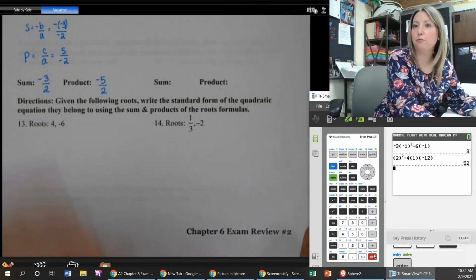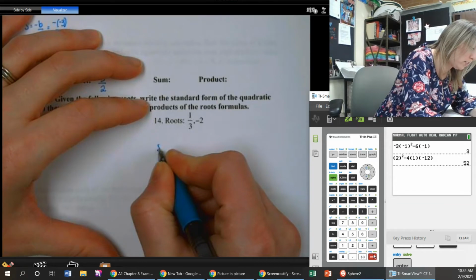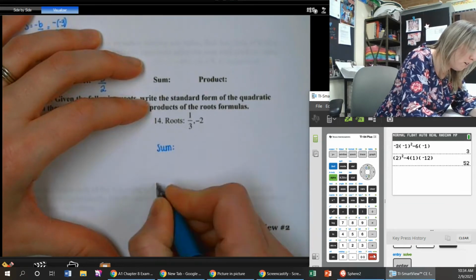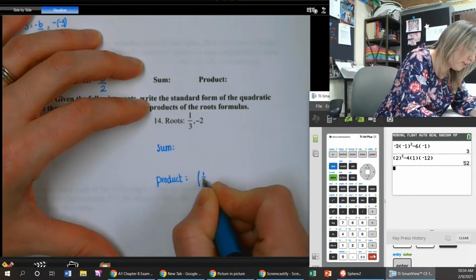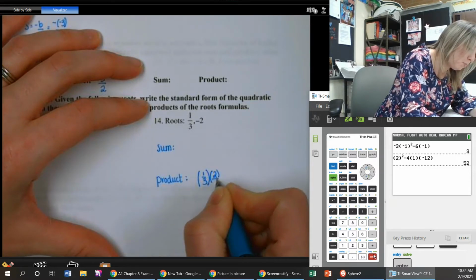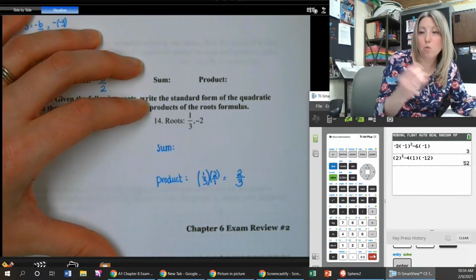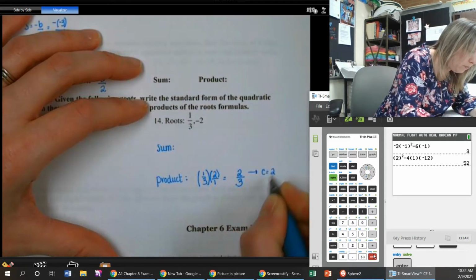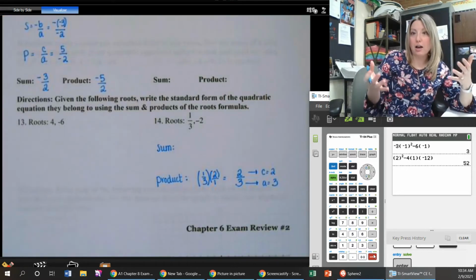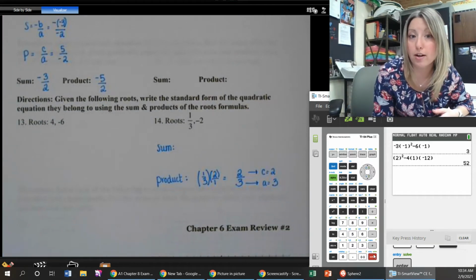So multiplying a fraction and an integer is a lot easier. So that's the one I'm going to start with. I'll save room for my sum, of course, right here. But my product is going to be a heck of a lot easier, which of course is 1/3 times 2. And it just puts 2 over a 1 and multiply straight across. You get 2/3. Well, what that tells me is that my C value is 2 and that my A value is 3. So I've got 2 of the 3 letters I need to make standard form of my quadratic equation.